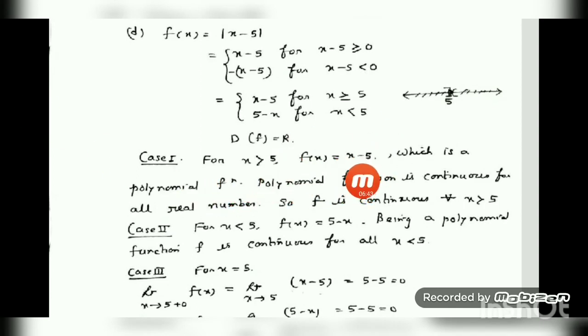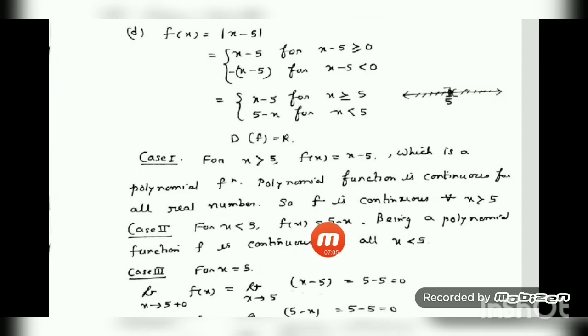And what is this function? This is a polynomial function. In short, I have written that a polynomial function is continuous for all real numbers. So it is continuous for all x greater than 5. Now, in the same way, I'll consider the second case, for x less than 5. What is the function value for x less than 5? Always write down your function for greater than and less than.